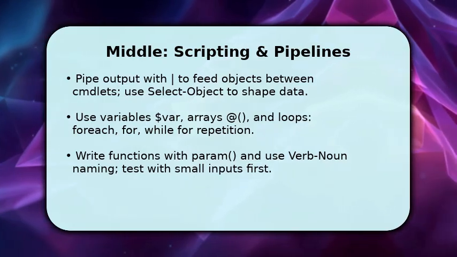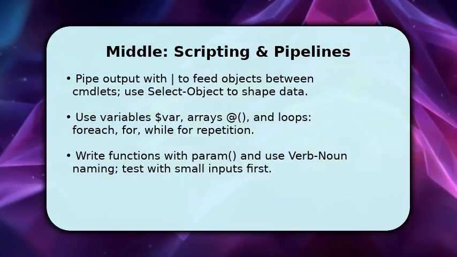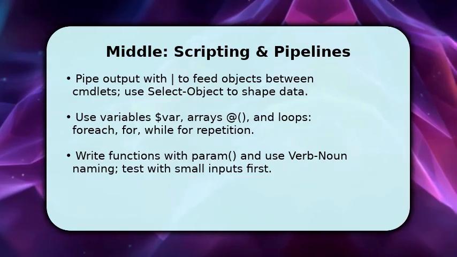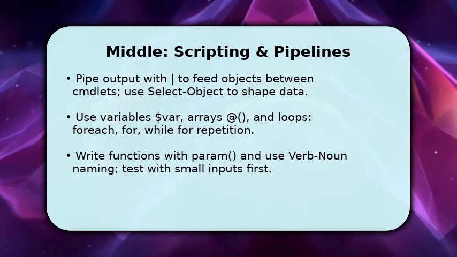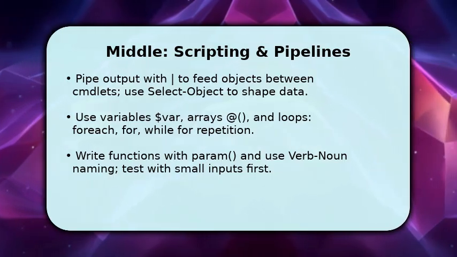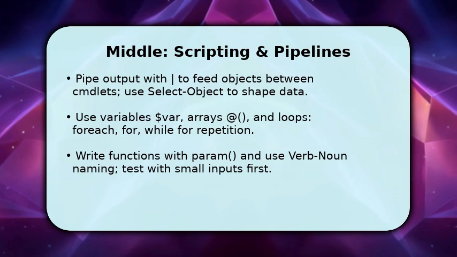For repeatable work, write small scripts using foreach and functions. Define parameters with param, and follow verb-noun naming so your functions are predictable. Test each piece interactively before composing a full script to catch errors early.